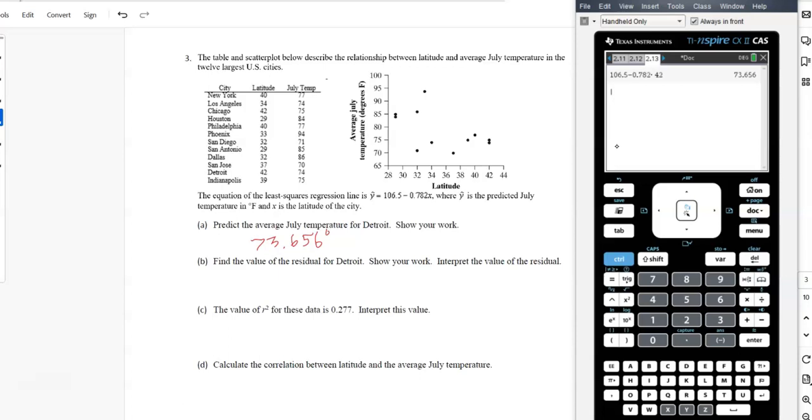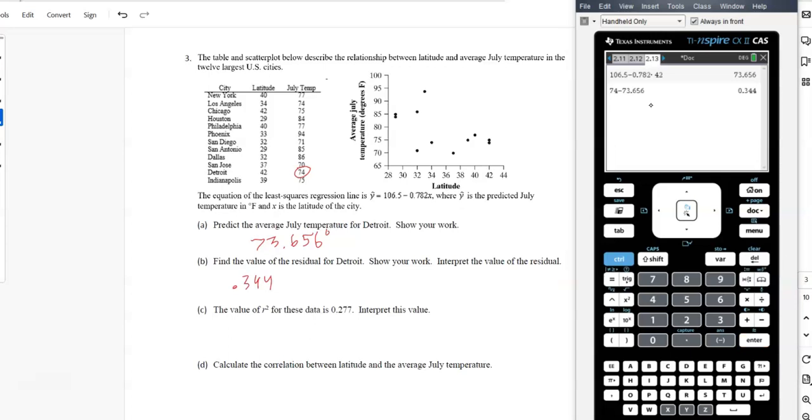Find the value of the residual for Detroit. So we know the actual value for Detroit was 74, right? So we do actual minus predicted, right? So actual 74 minus the predicted. The residual is positive, so the residual would be 0.344.